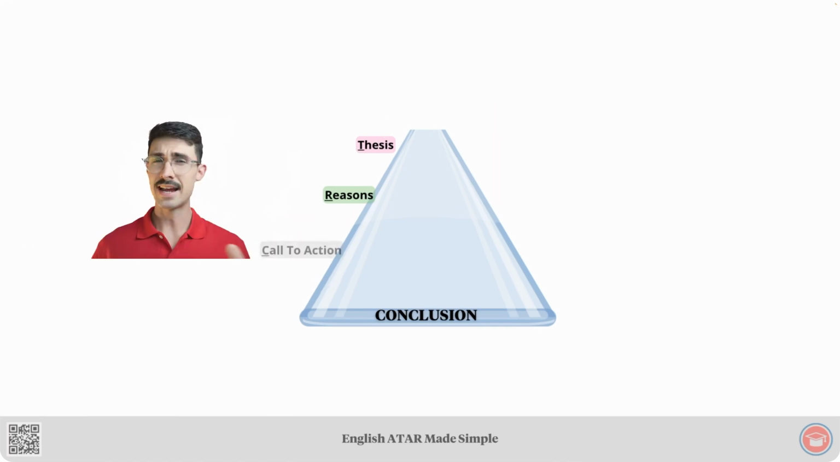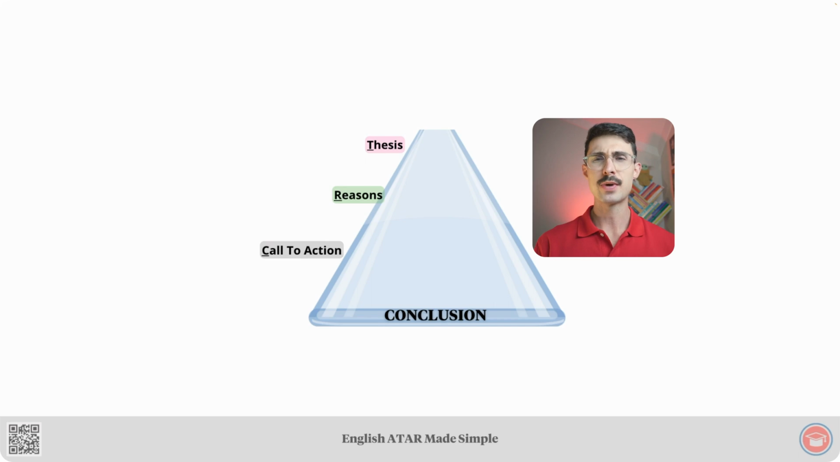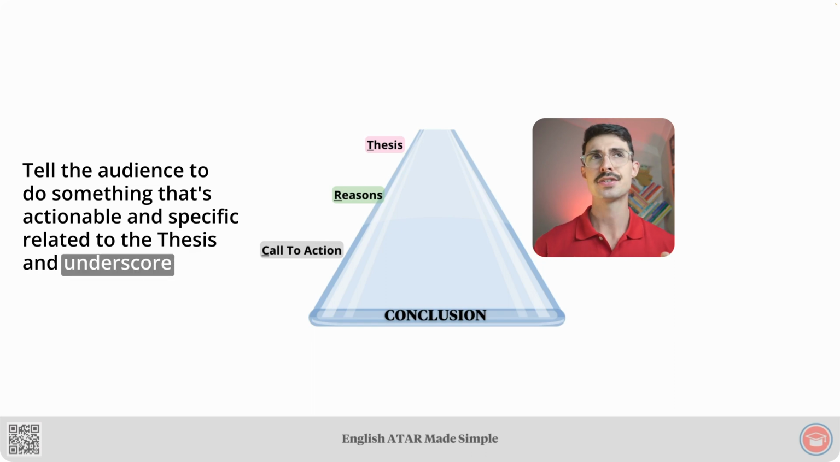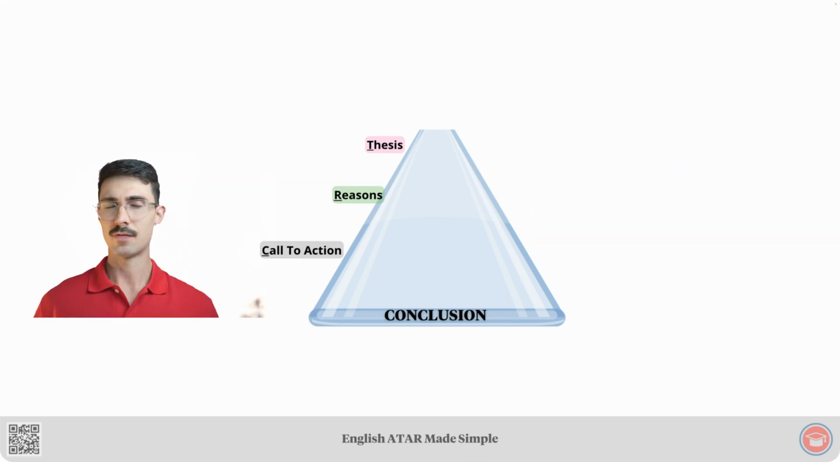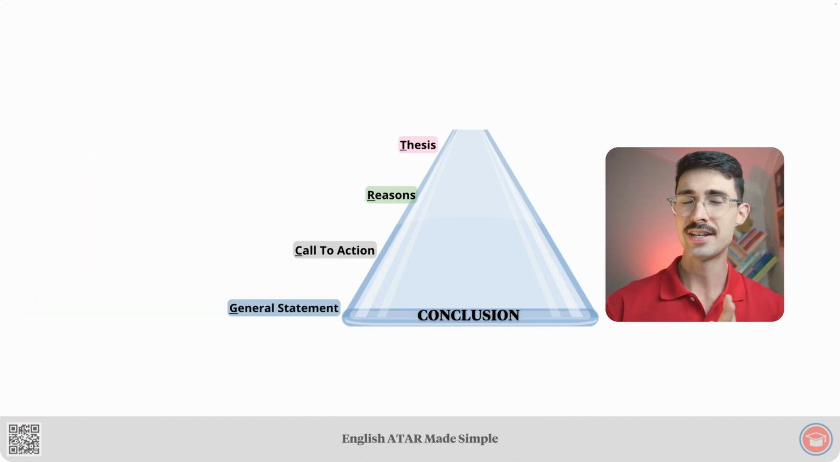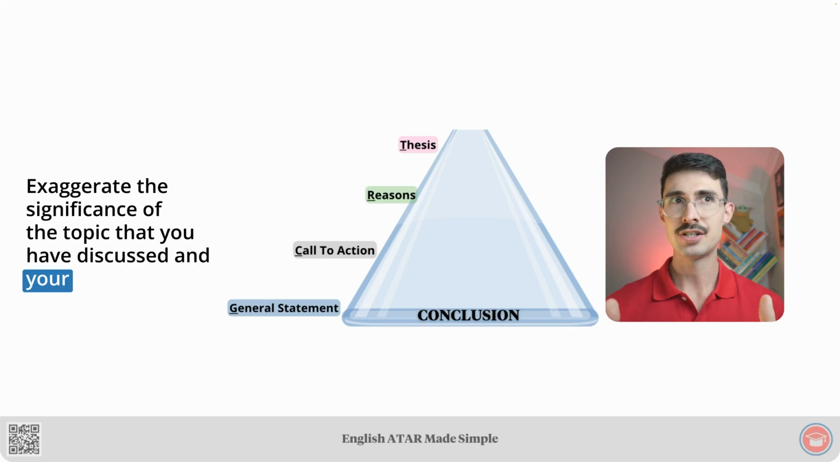Next and second last element is the call to action, or CTA. This is where we tell the audience to do something that's actionable and specific related to the thesis and underscore the urgency of doing so. Final element of our conclusion is the general statement. Our job in this final part of the conclusion is to exaggerate the significance of the topic that you have discussed and your overarching argument.